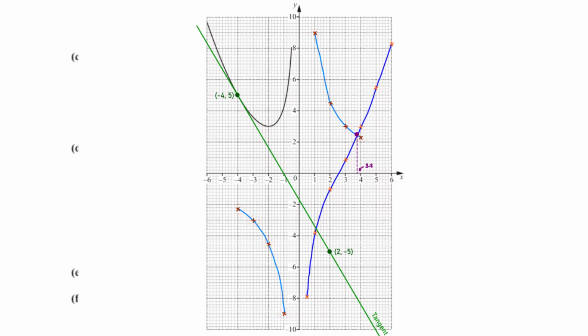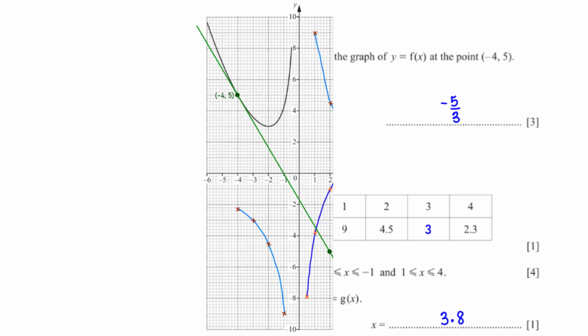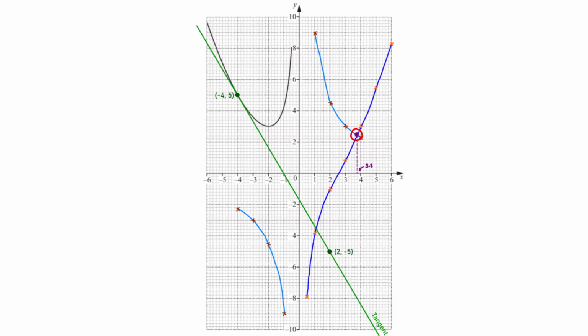Use your graphs to find the value of x when f of x equals g of x. In other words, we are to find the x-coordinate of the intersection point of the two graphs, y equals f of x and y equals g of x. On the grid, we see that the x-coordinate of this intersection point is 3.8.